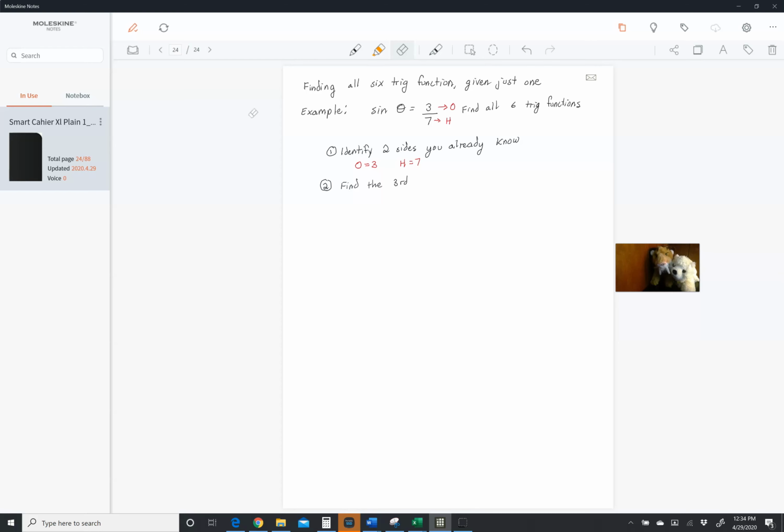And the way that we find the third side when we know 2 sides of a right triangle is we use the Pythagorean Theorem. Okay, the Pythagorean Theorem is a squared plus b squared is equal to c squared. But what does that really mean? C is our hypotenuse. So this is saying O squared plus A squared is equal to H squared. This is our Pythagorean theorem.